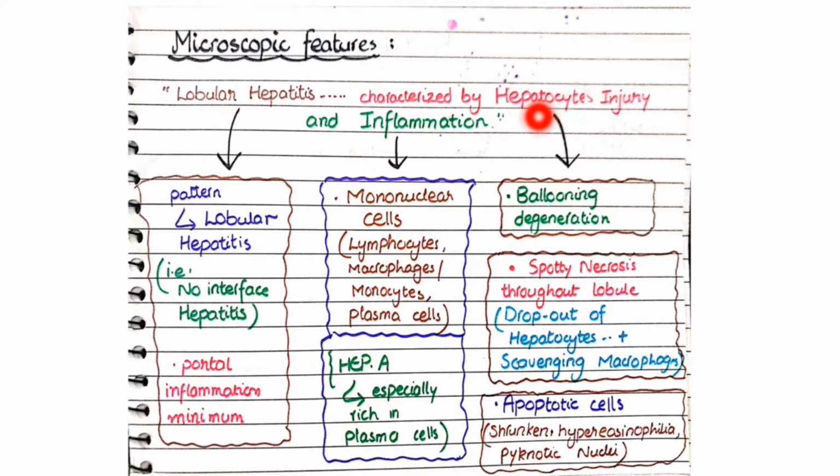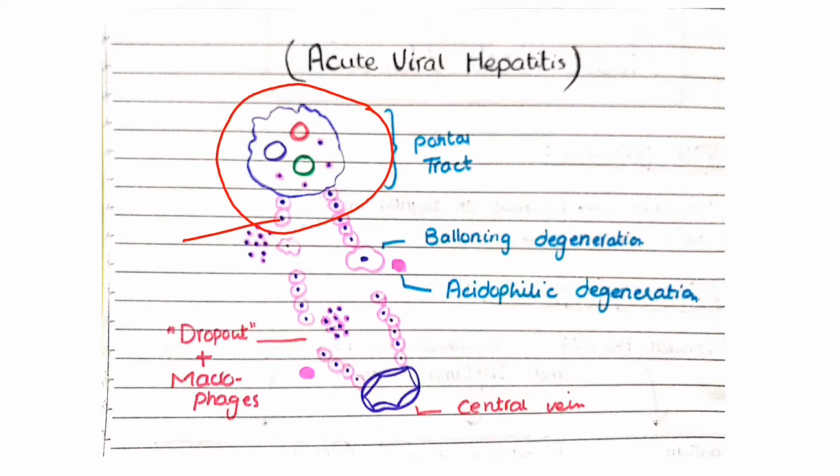The second way in which hepatocytic injury can appear is in the form of necrosis, and this is spotty necrosis throughout the lobule. As I already mentioned in the description of lobular hepatitis, the areas of damage are scattered in the form of spots throughout the lobule. And how does this necrosis appear? It appears as dropout of hepatocytes along with scavenging macrophages. Dropout of hepatocytes means that the hepatocytes are simply absent from the area where there has been necrosis. You can see here there are no hepatocytes in this area, so this is an area of dropout.